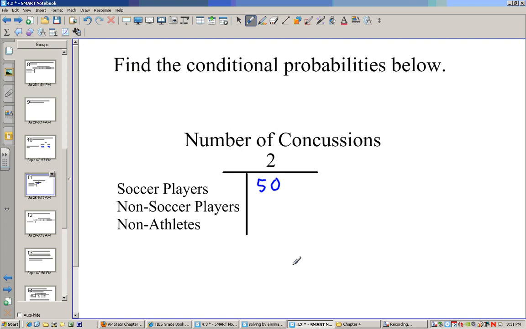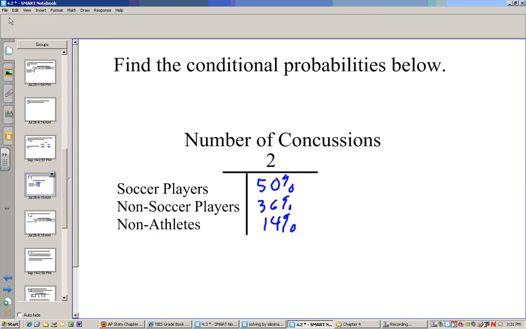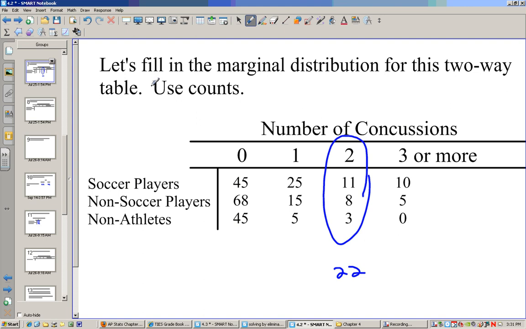And then 8 out of 22 is 36%. And then finally, non-athletes would be 14% of the people who had 2 concussions. Now, if we want to just look at, we're assuming that soccer players is true. So if we go back to just the soccer players, now we're just looking at this row.